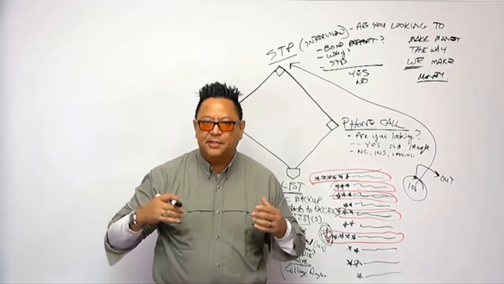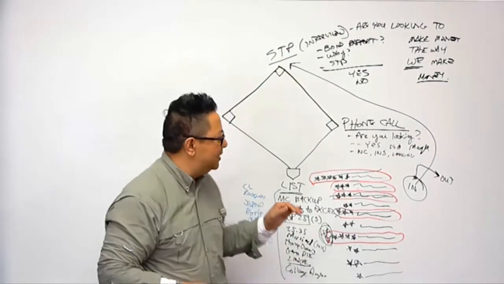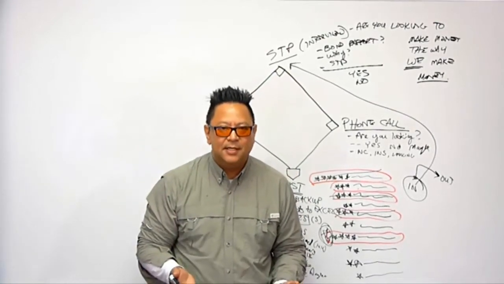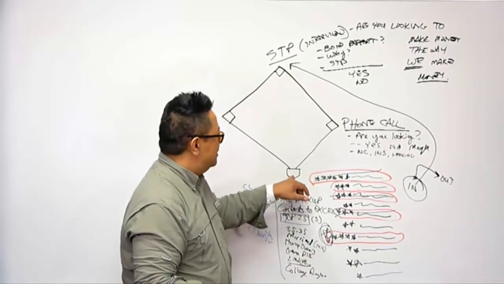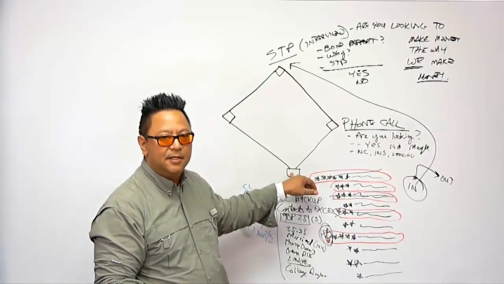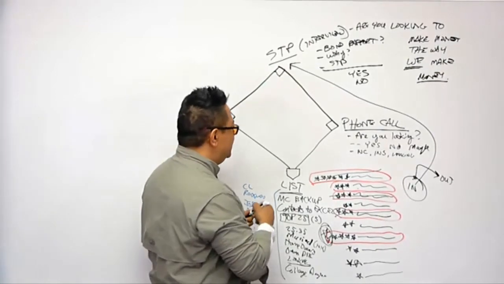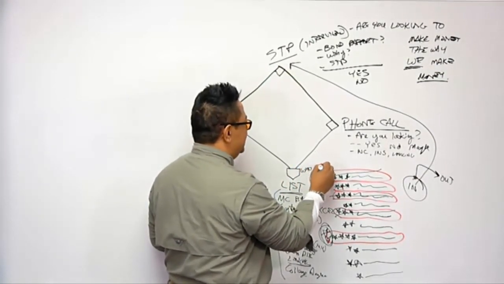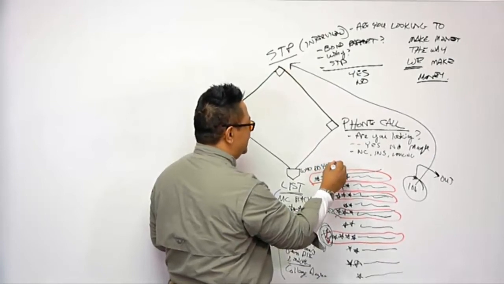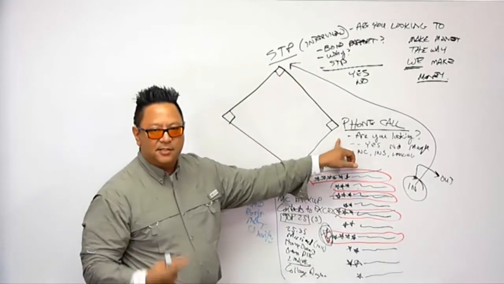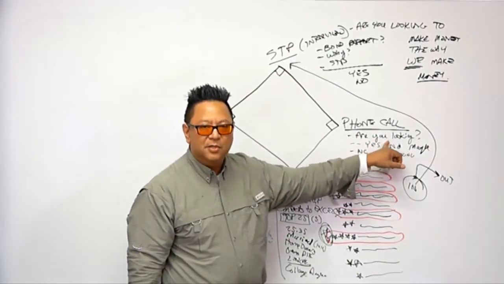Okay, so the series of the four basics is asking a series of questions. Putting a list of names together, the question is, who do you know? This is asking you, the agent, who do you know? That's the first question. The second question is, of the list of people, are you looking?